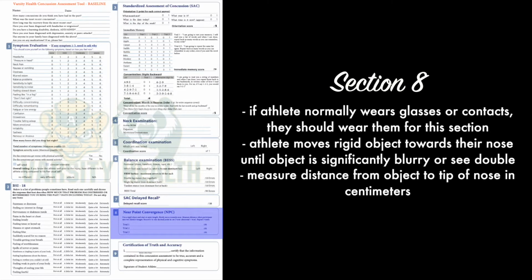Use a rigid object for this, preferably a tongue depressor with a small circle drawn at the top of it. The athlete will be in a seated position with good posture, holding the object at arm's length in front of them. They can use either arm. The athlete will slowly move the rigid object towards their nose. Once the object is very blurry or the athlete is seeing double, ask the athlete to freeze in place. Measure the distance from the rigid object to the tip of their nose in centimeters and record. Repeat this 2 more times. If the athlete normally wears glasses or contacts, they should also wear them while completing this test as a baseline.